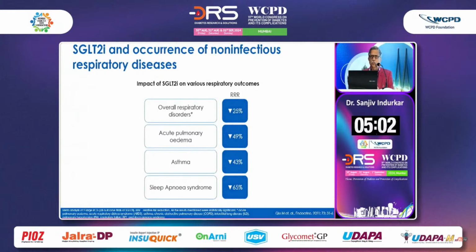If we look at SGLT2 inhibitors, which have become a very important drug in diabetics, right from the goal till the end stage disease, the impact of this class on various respiratory outcomes, that is relative risk reduction, is notable: overall respiratory disorders went down by 25%, acute pulmonary edema went down by about 50%, asthma by 43%, and sleep apnea syndrome by almost 65%. So this class of drug, which Jetwani rightly discussed in detail with due respect to all benefits, in addition probably has a wonderful role with positive impact on non-infectious respiratory diseases.